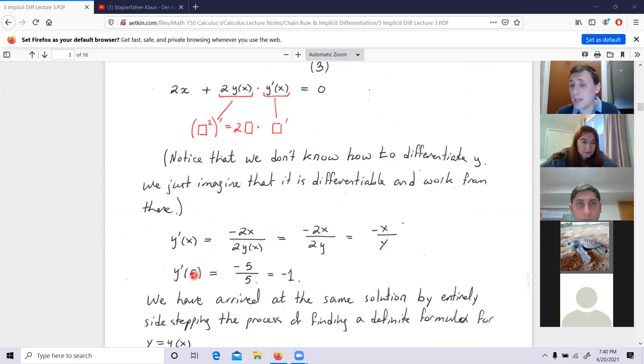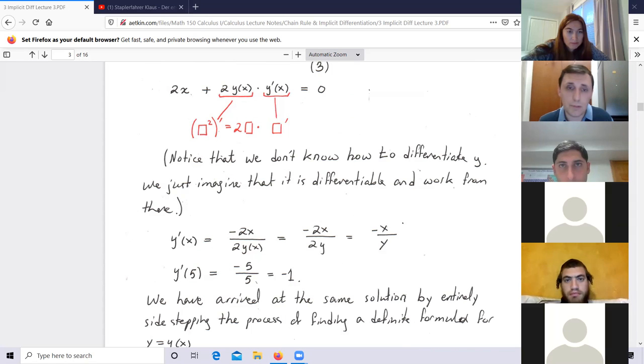which upon plugging the point 5 over root 2, 5 over root 2 will give me the same slope. There is a mistake here, but ignore that. It will give me still the answer minus one.